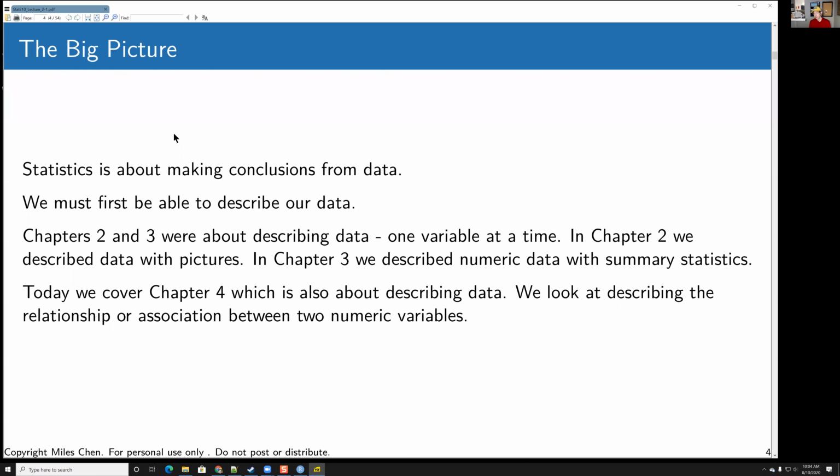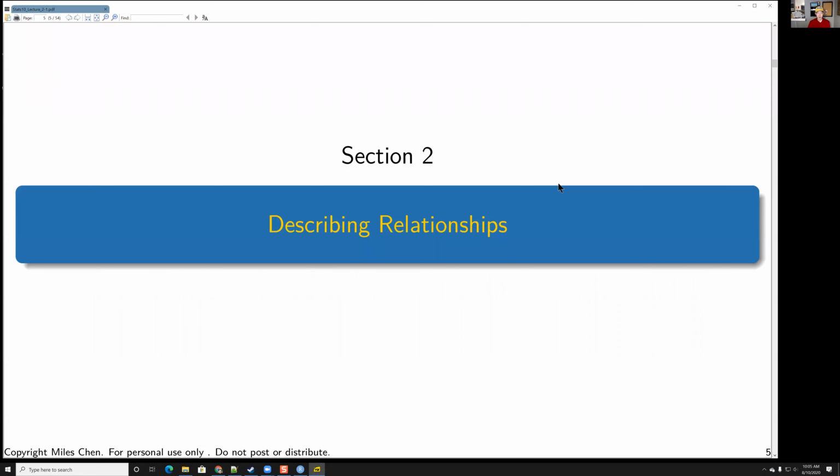Okay. And in today's chapter, we are still continuing describing data. Except this time, we're going to describe the relationship between two variables. In particular, we're going to be describing the relationship between two numeric variables. So we'll look at two numeric variables, and we want to be able to describe the relationship between them.